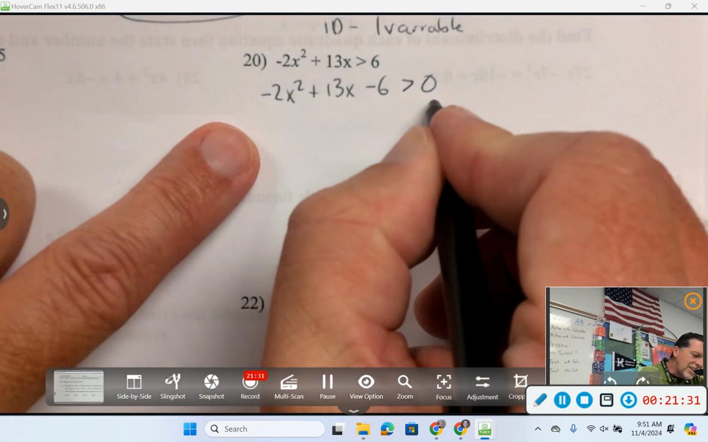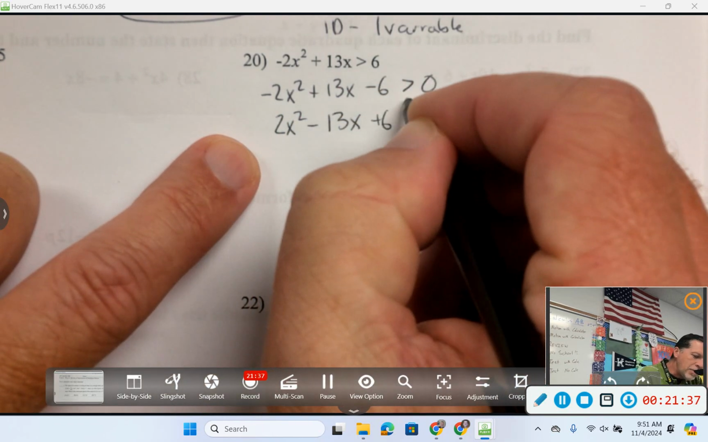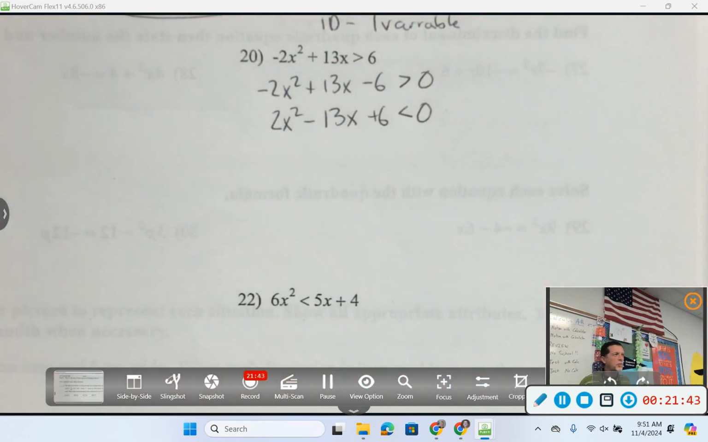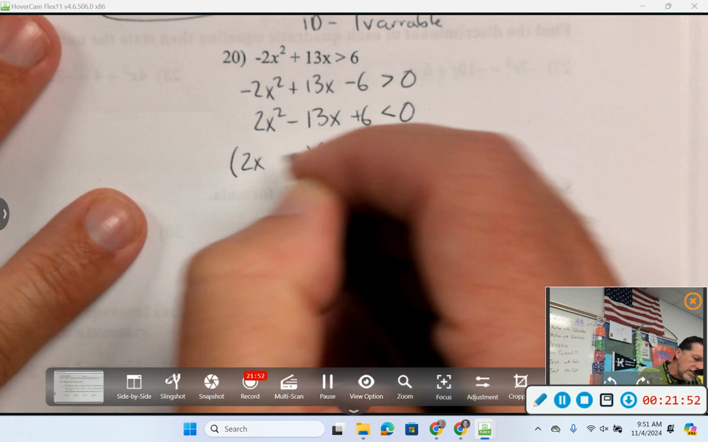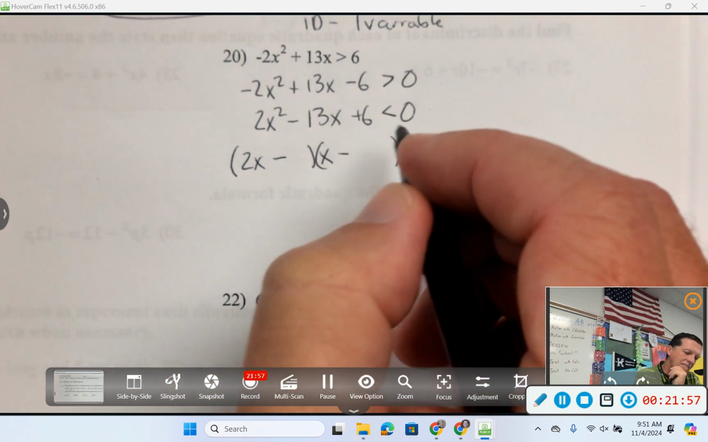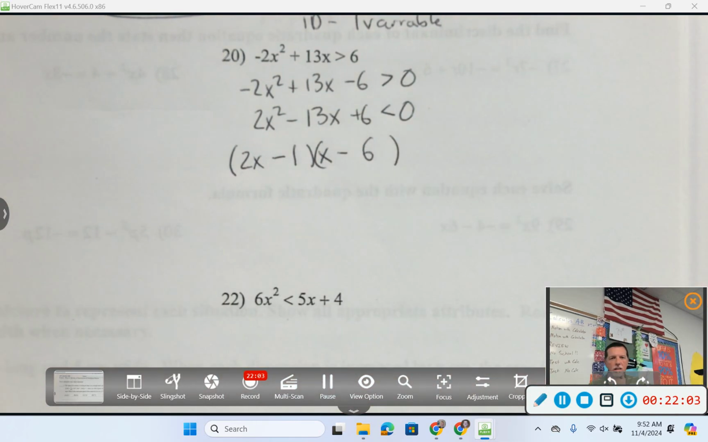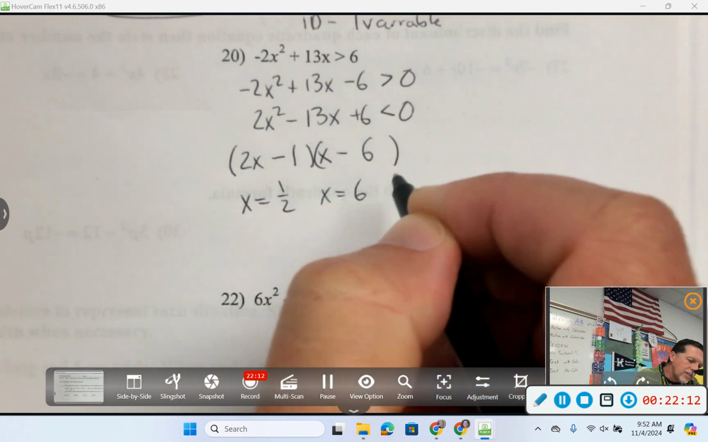I don't like the negative, so I can multiply through by negative. If I'm keeping the inequality, I would need to change that to less than 0. This is where some people just make it equal 0 and don't worry about it. Come back later and fix it. So let's see, 2x and x both need to be minus. If I put the 6 across from the 2, that would get me 12. And then negative 12 and negative 1 make negative 13. So x equals 1/2 and x equals 6.